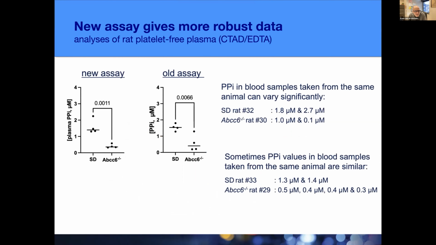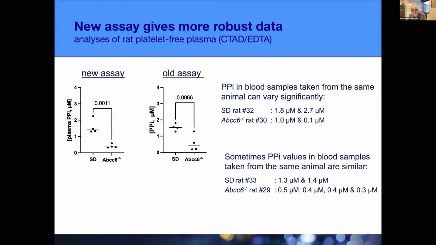Another, and this is my last slide, another way in which we tested how well our assay performed compared to previous assays is in a set of samples that we collected from an animal model for the disease, from ABCC6 knockout rats. And we found that our assay gave better results than the previous assays.